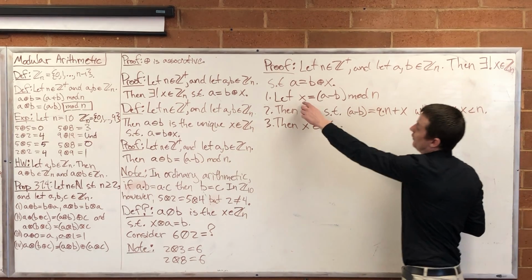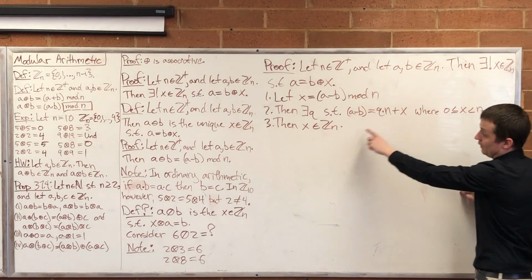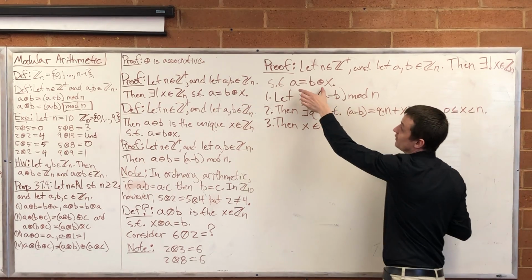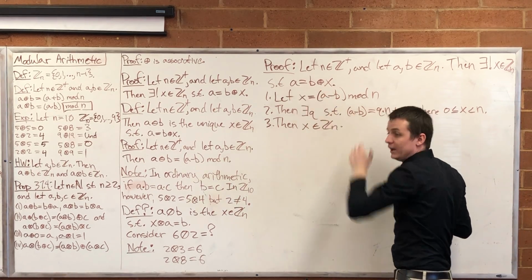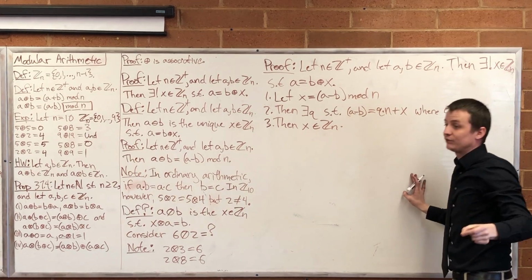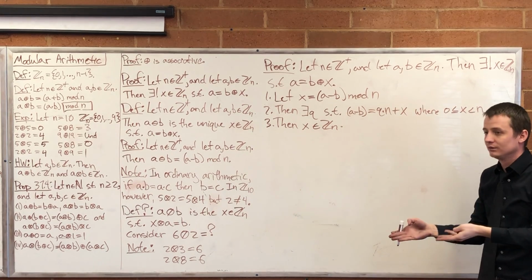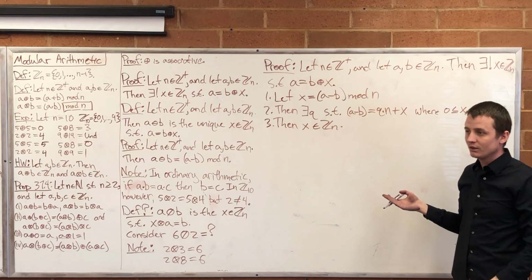First step, if we have x equal to this, it is in there. Now I'm going to show that x satisfies this equation. And then I'm going to show that if something else satisfies that equation, it's equal to x. So x is the only thing. Make sense?